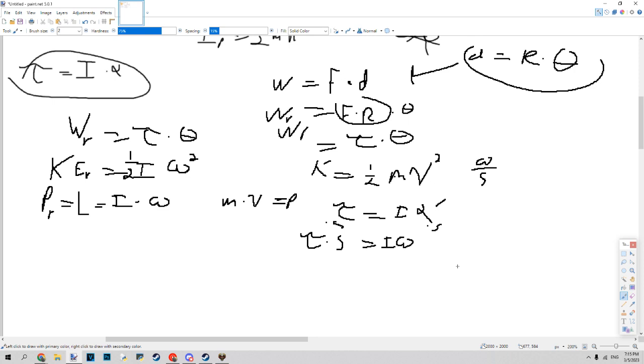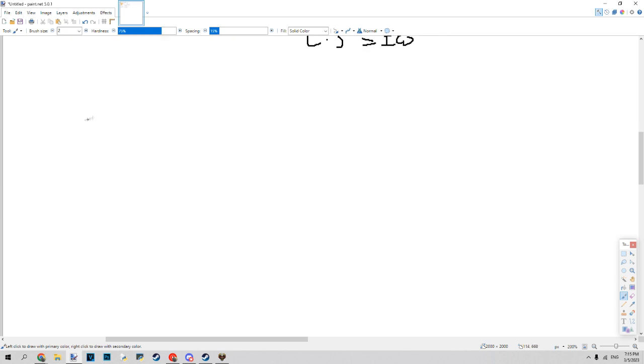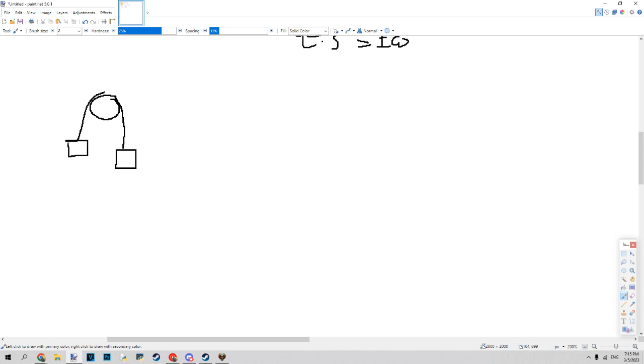Now, a quick example of applying this rotational second law is, let's say you have a pulley system, right? And this pulley system has two masses hanging from it. This mass here, and this mass here. Alright, let's say that this mass is 44 kilograms, and this one is 11.